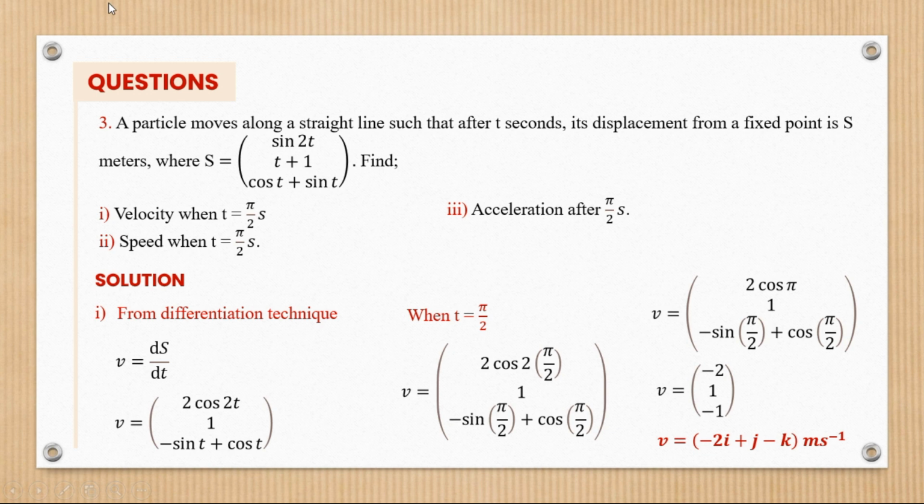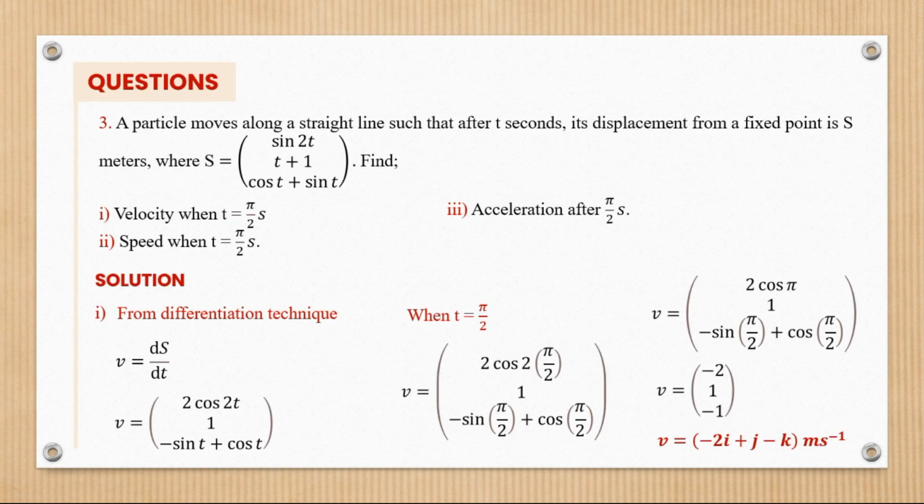And then for part 2, they want the speed when t is pi over 2 seconds. So therefore, speed is basically the magnitude of this velocity that we get right there. So we just have to find the magnitude of this. So speed when time t is pi over 2 is equal to the square root of negative 2 squared plus 1 squared plus negative 1 squared, which is root 6, which gives me 2.45 meters per second, and that is the speed when time is pi over 2 seconds.